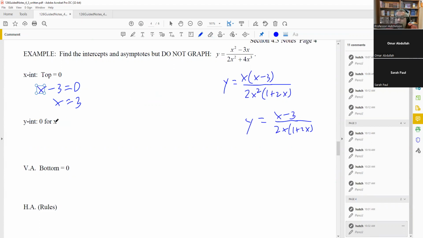For the y-intercept, you put a 0 in for the x. Again, we're going to use the reduced form on that. 0 minus 3 on top. We have 2 times 0, times 1 plus 2 times 0, like that.